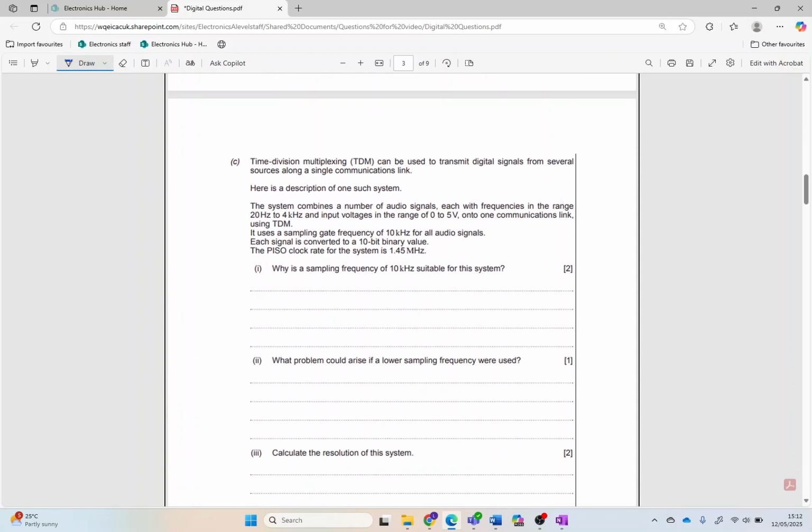Right, okay, so looking now at a question that's looking at a PCM system and effectively what the advantages are of using time division multiplexing within it. So we're told here that we've got a signal 20 Hz to 4 kHz. So we need to sample. We've got a sample gate clock that is going to be 2 times 4 kHz, which equals 8 kHz.